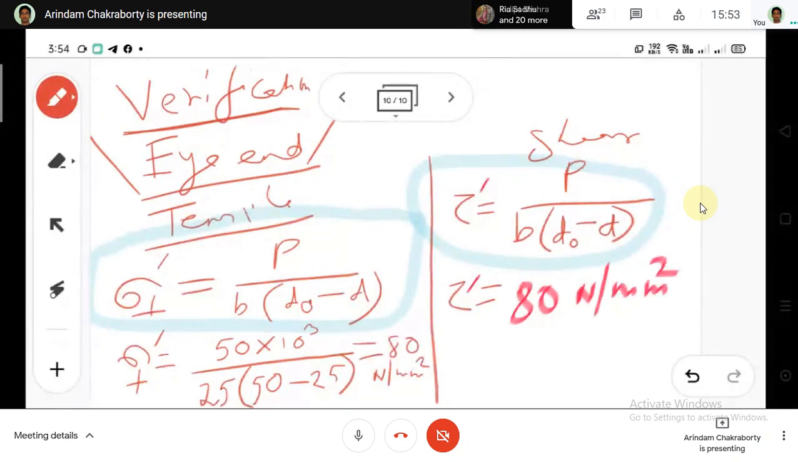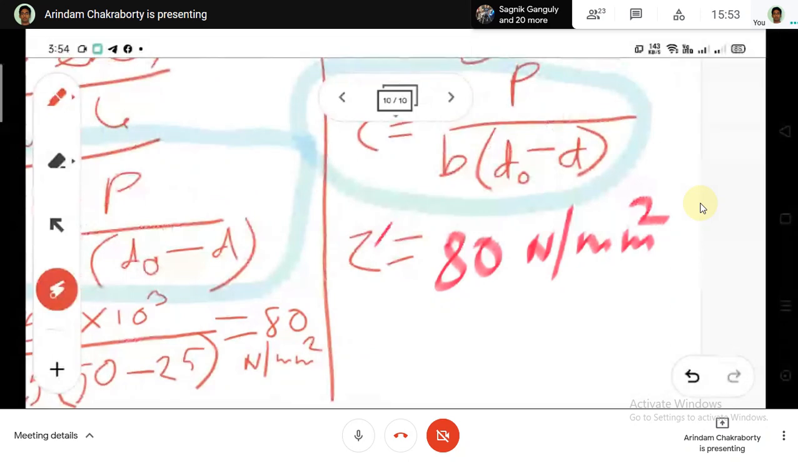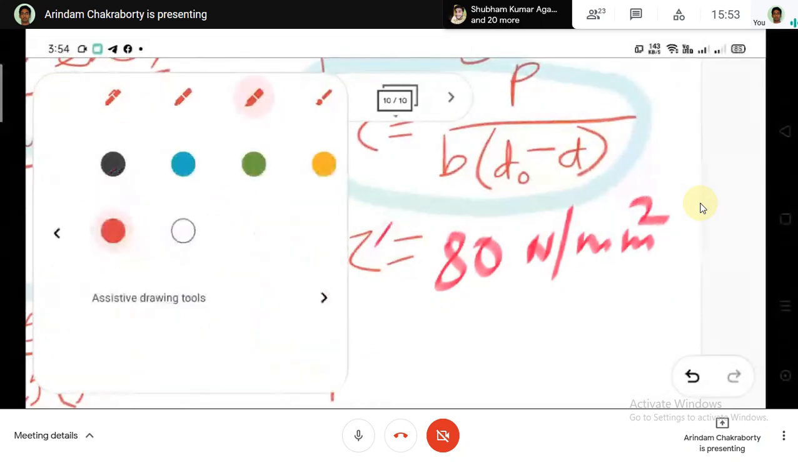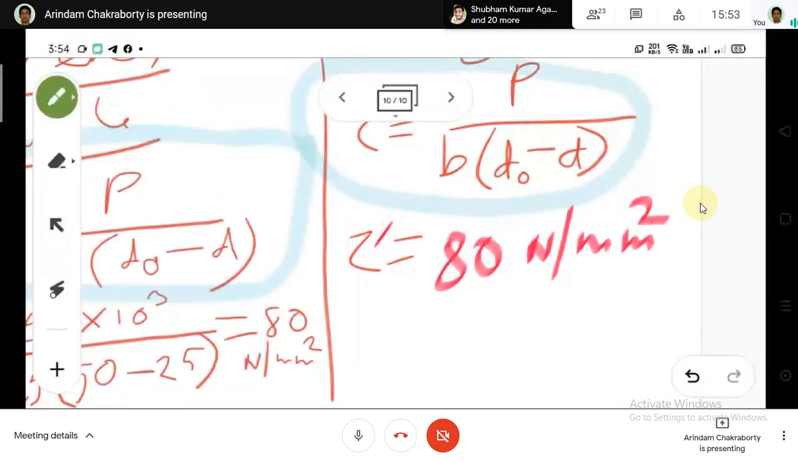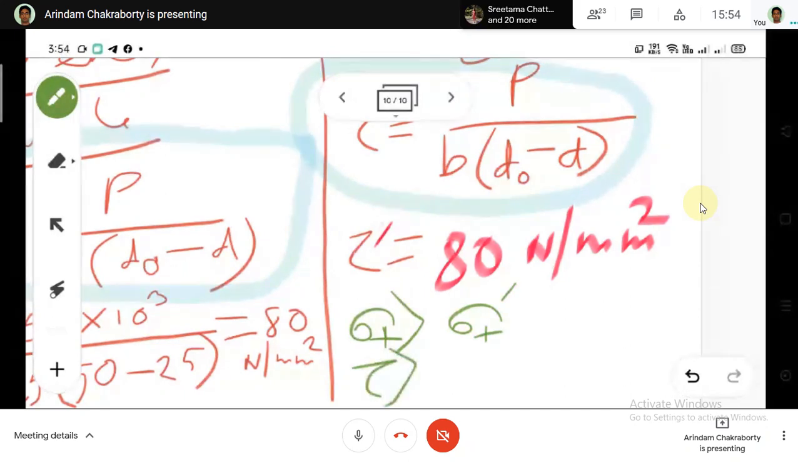Now here comes the moment of truth. How can you say this value is safe? For that you have to compare in this manner. Let me draw a conclusion that sigma t is greater than sigma t dash, as well as tau is greater than tau dash. Am I right or wrong?